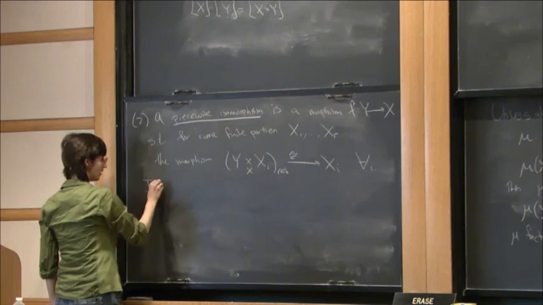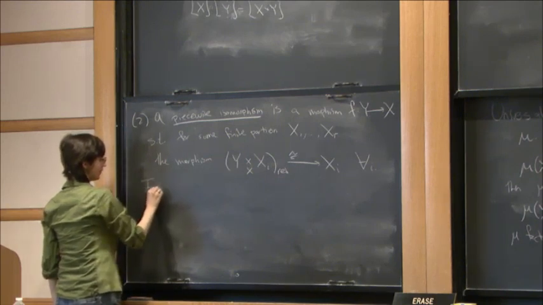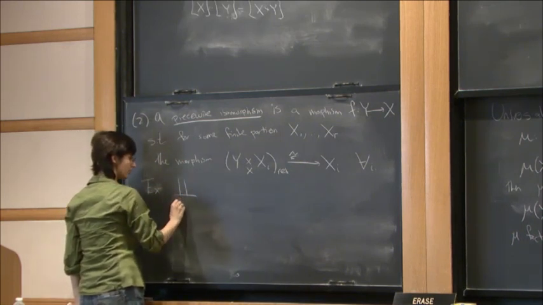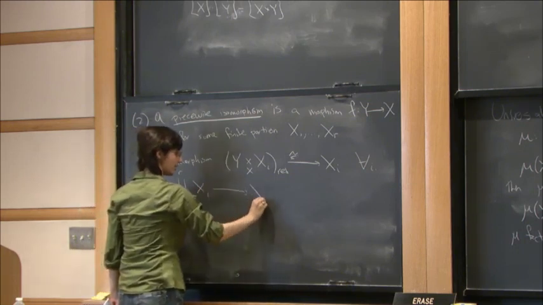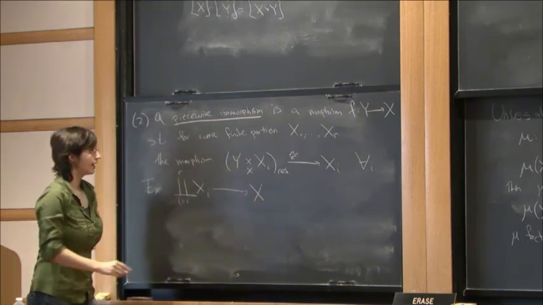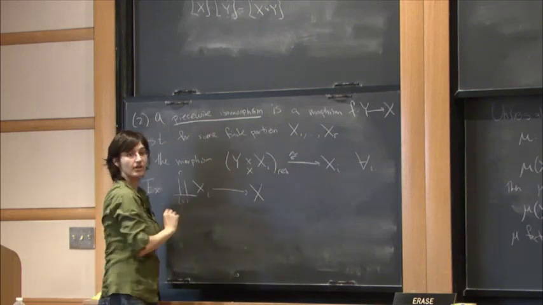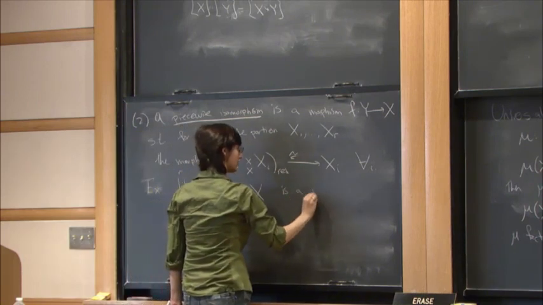So an example of this is, given this partition, we can take their disjoint union, and that inherits a map into X. And it's pretty easy to check that, in fact, this will just be the identity map for each of these. And so this is a piecewise isomorphism.